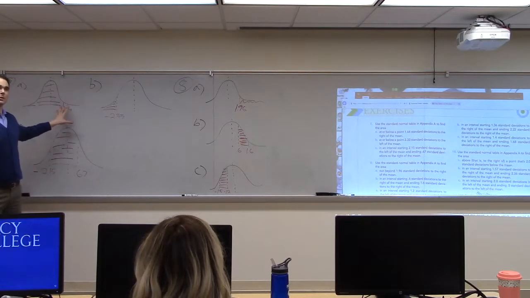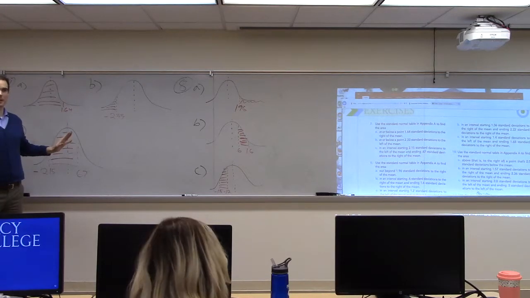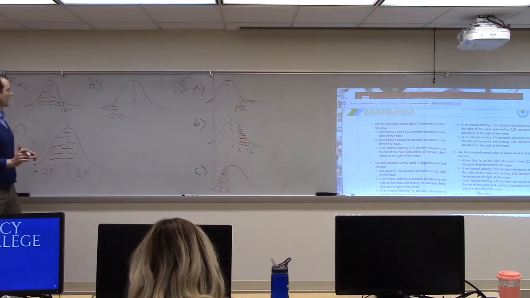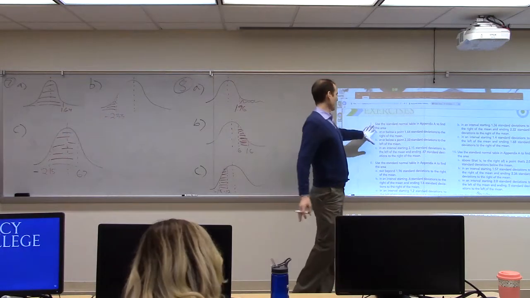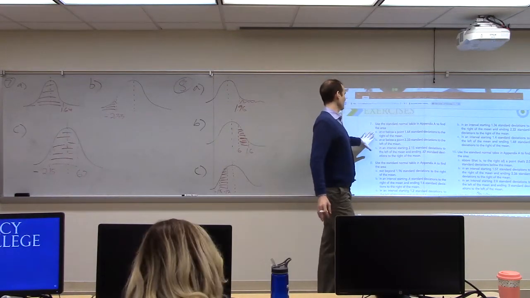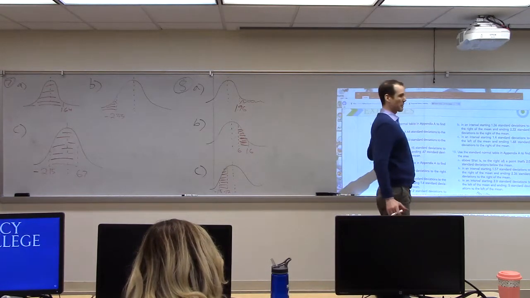All right, should we do 7 together? Yes. Let's do 7, and then we'll break again, and you'll do 8. Use the standard normal table to find the area at or below 1.64 standard deviations to the right of the mean.